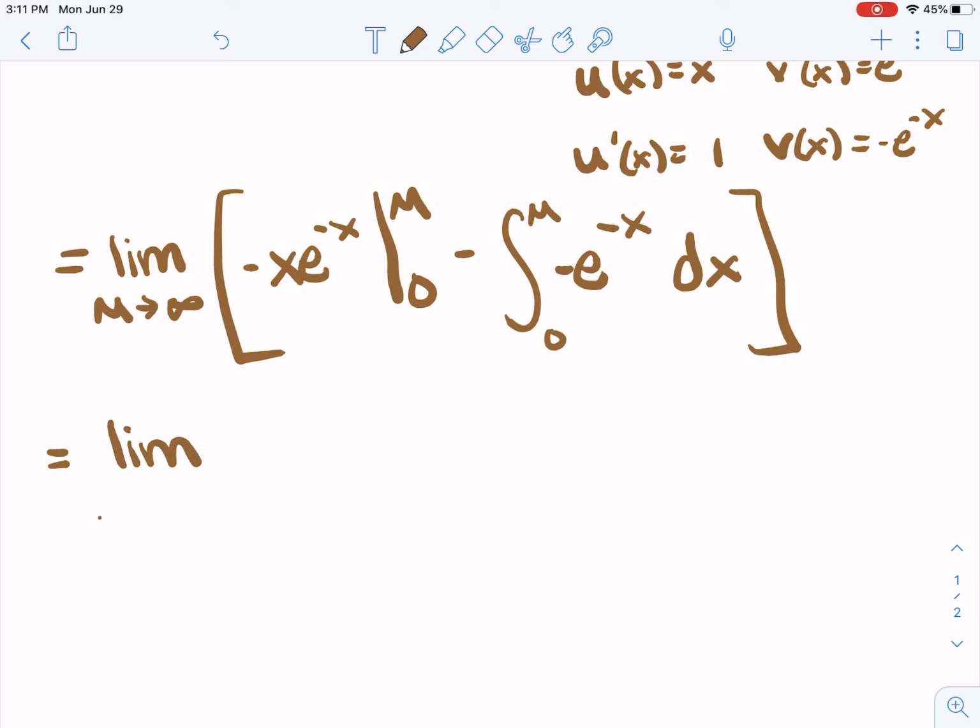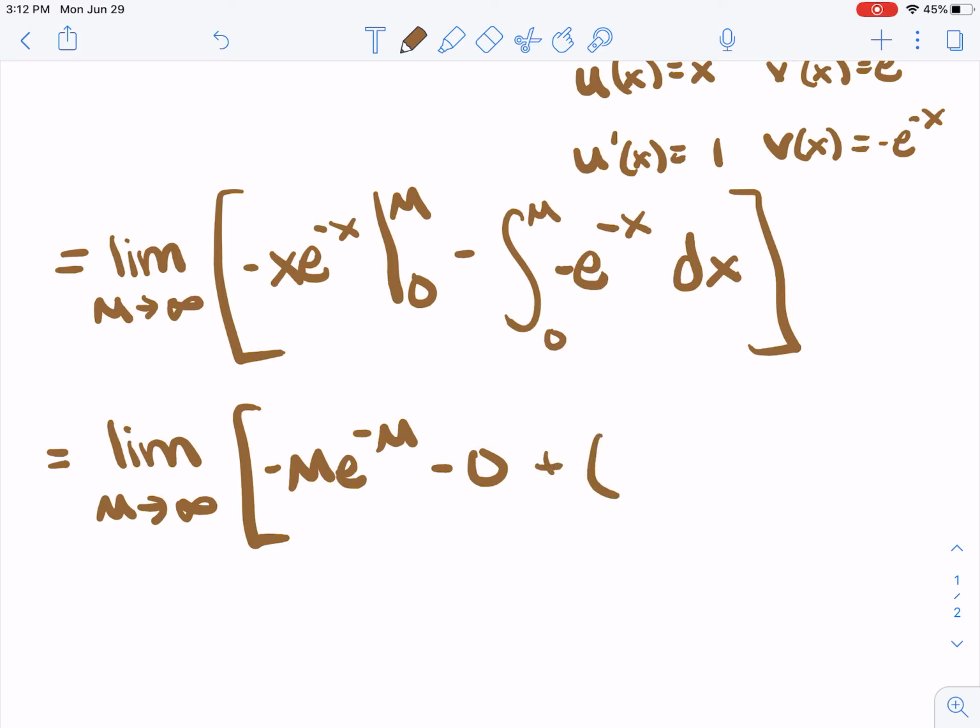So this is the limit as m goes to infinity. We'll take the limit at the end. I'm just going to keep writing it for correctness sake. Plug in m here. I have a minus m e to the minus m minus 0. And then this integral, the negative signs cancel. It's just the integral of e to the minus x, which is minus e to the minus x from 0 to m.